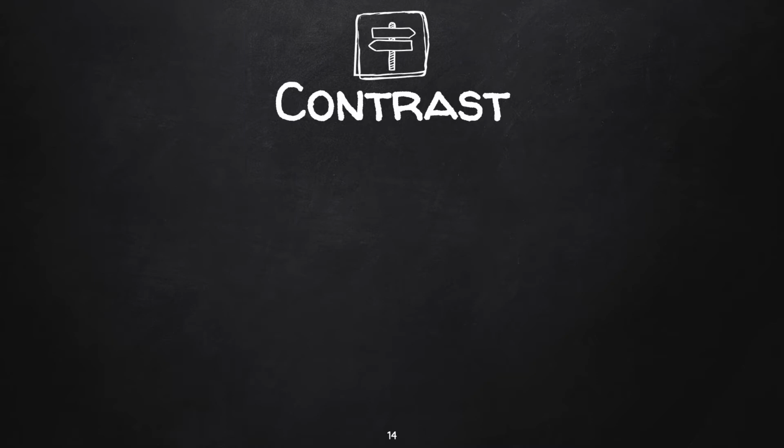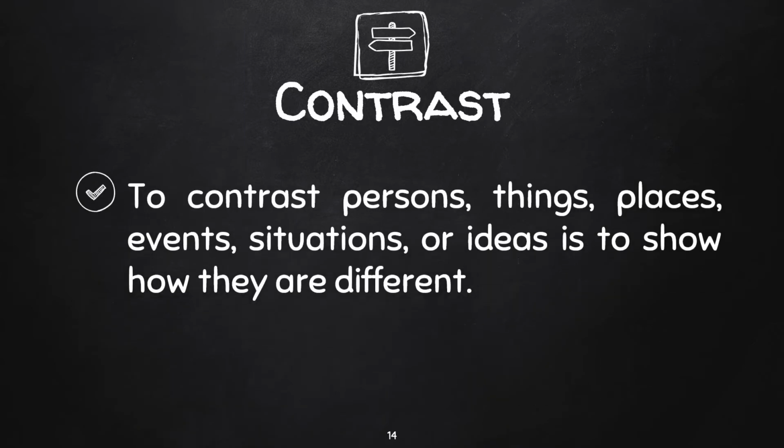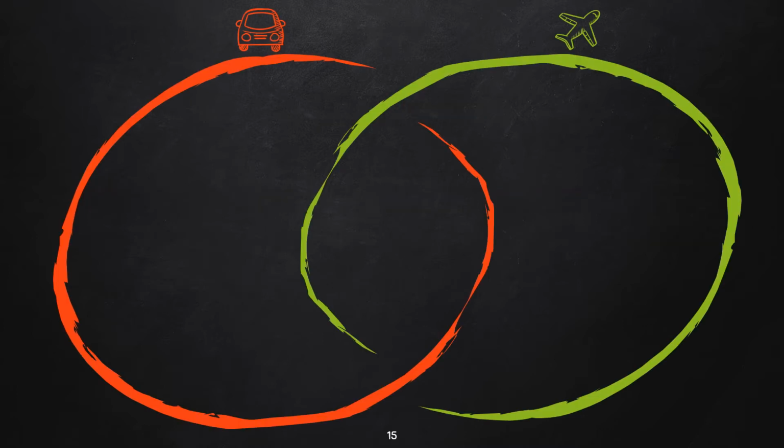Let's have now contrast. To contrast persons, things, places, events, situations, or ideas is to show how they are different. To do so, we need to make a list of characteristics or qualities of the subjects, and then identify the differences between them. Let's try to contrast or differentiate the same example.